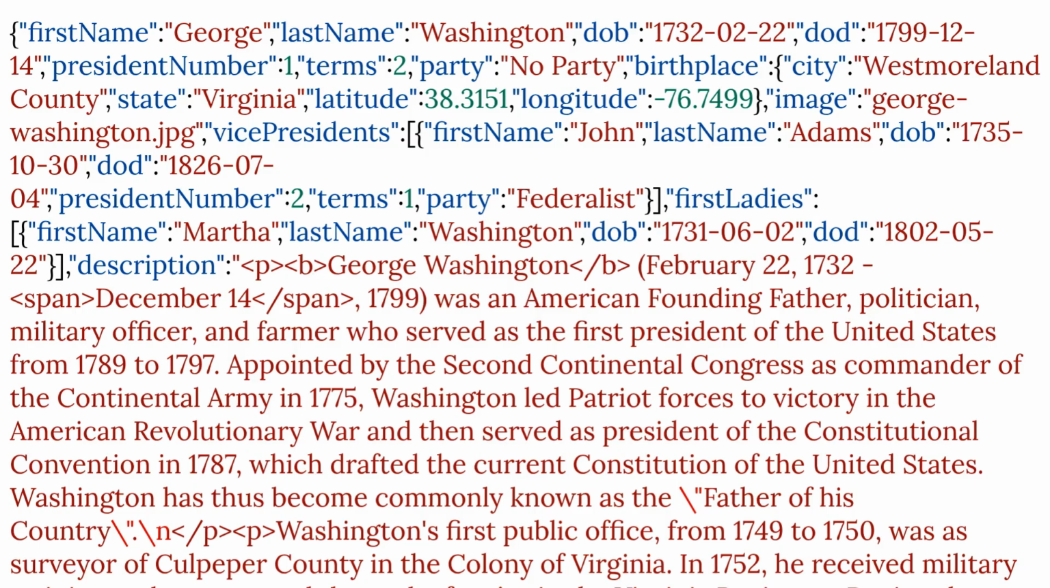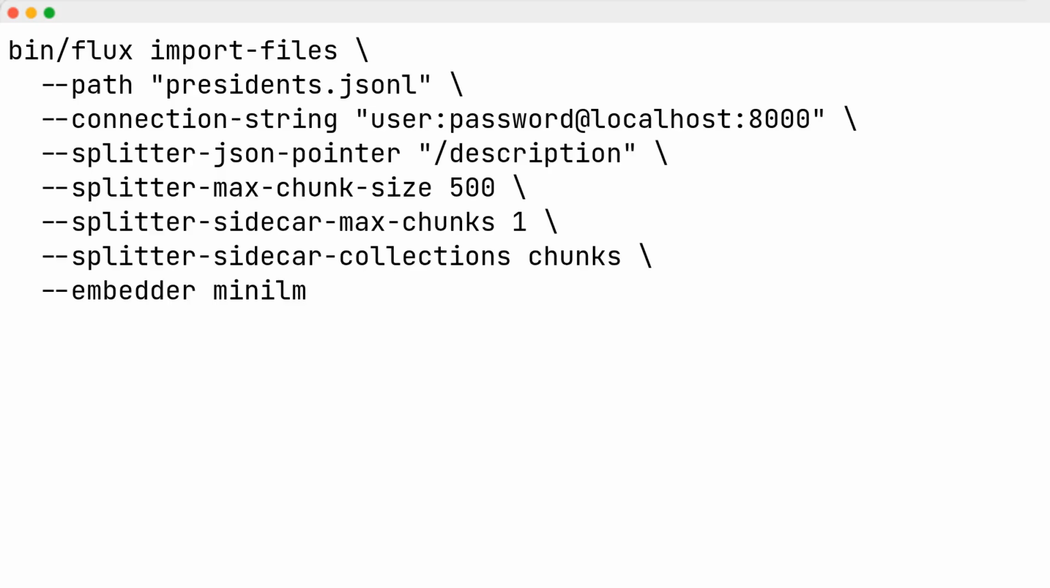Once I have the MiniLM model configured, I can add embeddings to this President's JSON lines data that I've used in other videos. To do this, I'll use this command. This line contains the path to the source file. This is the connection string. Replace the user, password, host, and port number with the values for your environment.